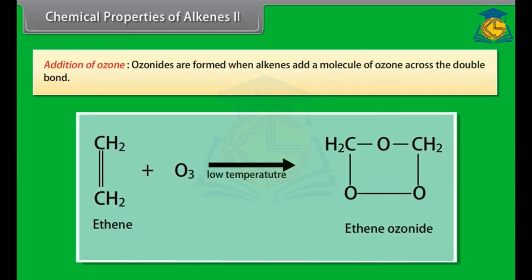Addition of ozone. Ozonides are formed when alkenes add a molecule of ozone across the double bond. For example, ethene gives ethene ozonide.